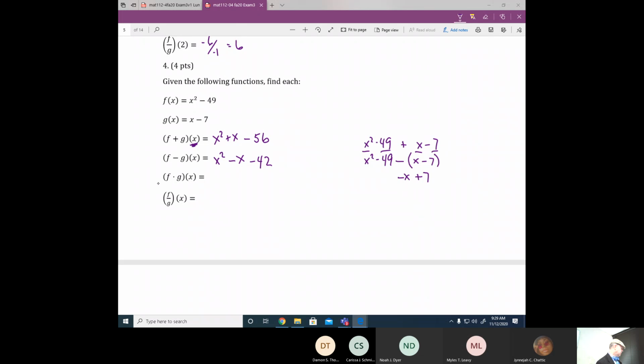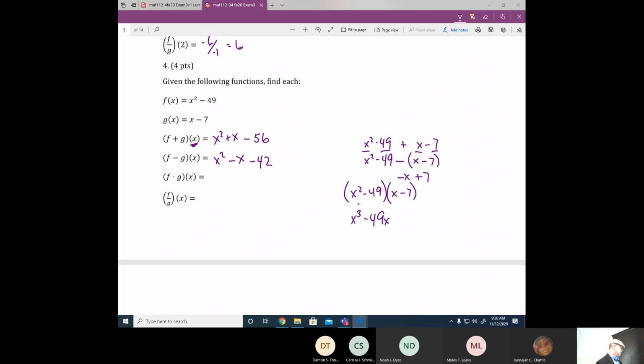Now comes the hardest one, f times g. Well, f is x squared minus 49. I need to multiply that by g, x minus 7. And don't panic, just crank through the multiplying. First we multiply x, and then we multiply 7, subtracting it. Let's do the multiply by x. X cubed minus 49x. All right, that's x times all of this.